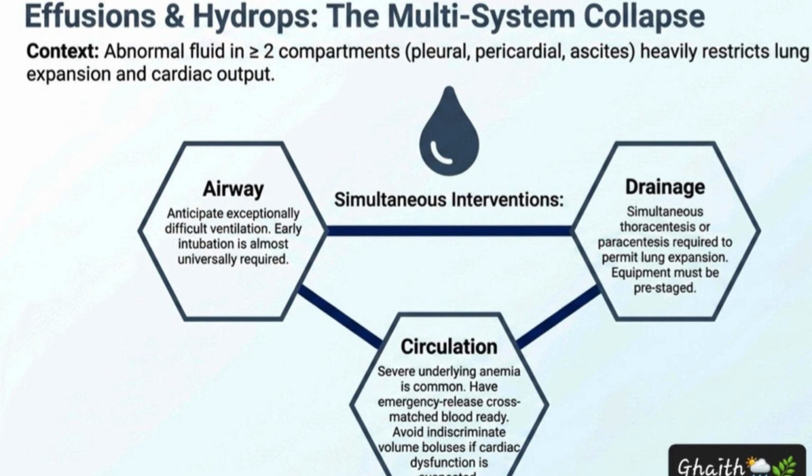Circulation: severe underlying anemia is common. Have emergency release, cross-matched blood ready, but avoid indiscriminate volume boluses if you suspect underlying cardiac dysfunction, since these infants can decompensate with fluid overload just as easily as with hypovolemia. This is a condition where you genuinely cannot manage it with a single resuscitator. Call for backup before delivery, not during it.